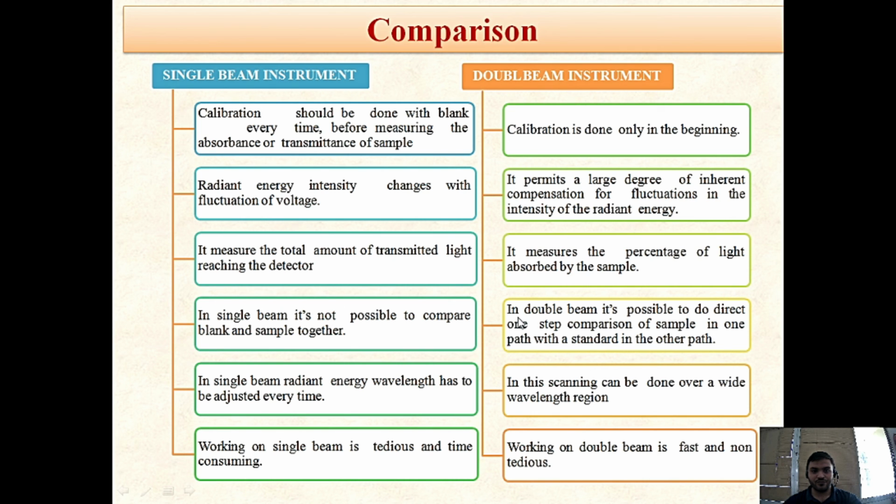In single beam, it is not possible to compare blank and sample together. On the other hand, in double beam, it is possible to do a direct one-step comparison of the sample in one path with the standard in the other path. In single beam, the radiant energy wavelength has to be adjusted every time. In double beam, scanning can be done over a wide wavelength region. Working on a single beam is tedious and time consuming. On the other hand, working on a double beam is fast and non-tedious.